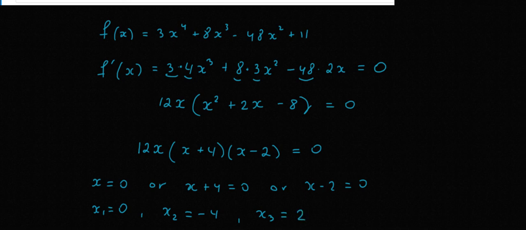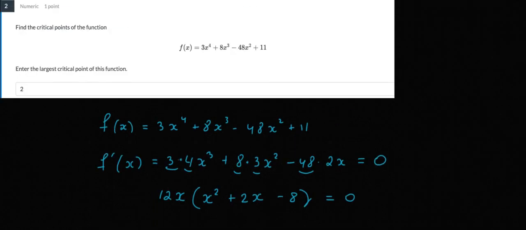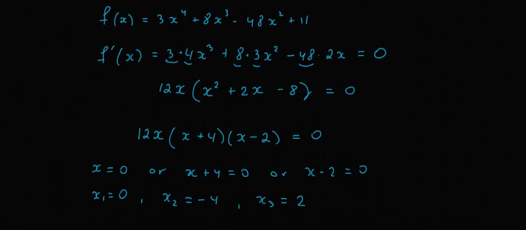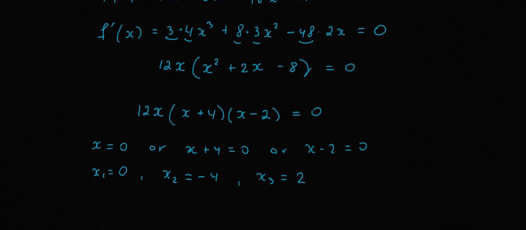I numbered them here in the order in which I found them, but a lot of times people order the critical points from left to right. So you would start with -4 and then go to 0 and then to 2. But it's not really that important, especially for this problem here. If we go back to the problem and look at what it was asking, it's asking to enter the largest critical point of this function out of the values that we found, 0, -4, and 2. 2 is the largest. And so the correct answer for this problem is 2.